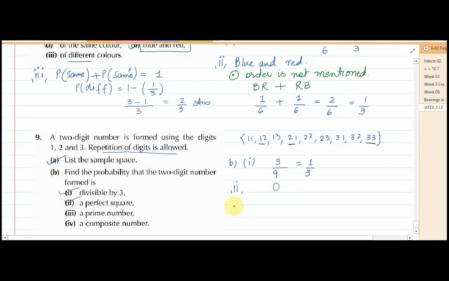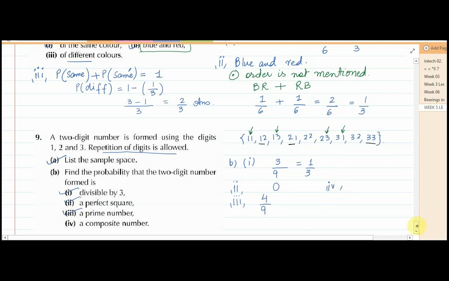A prime number is a number that has no factor except 1 and itself. So 11 is a prime number, yes. 13, yes. 22, no. 23, yes. 31, yes. That's it. So there are 4 prime numbers, right? So it's 4 and the sample space is 9. So 4 over 9. The last question is about composite numbers.